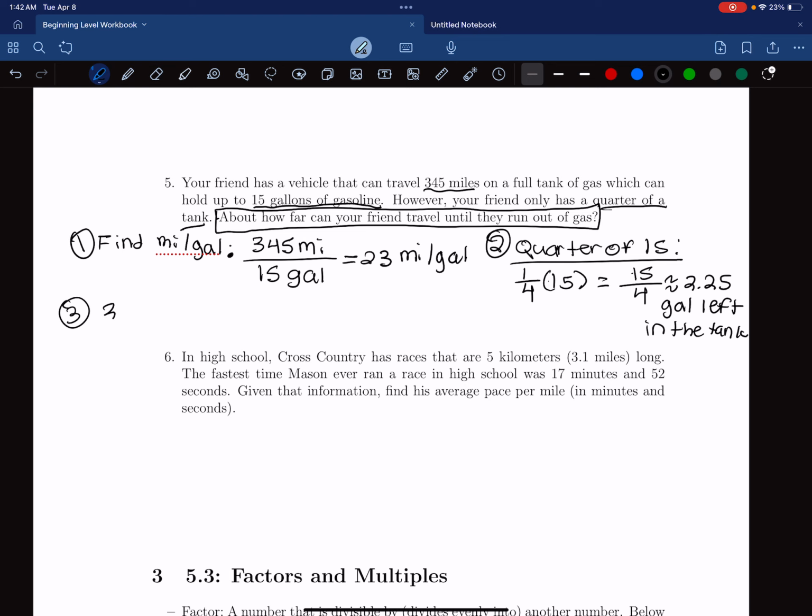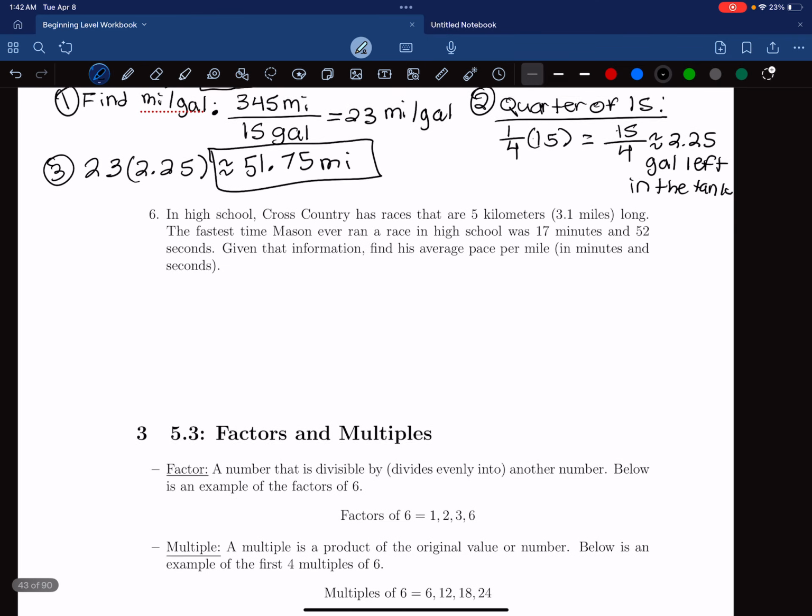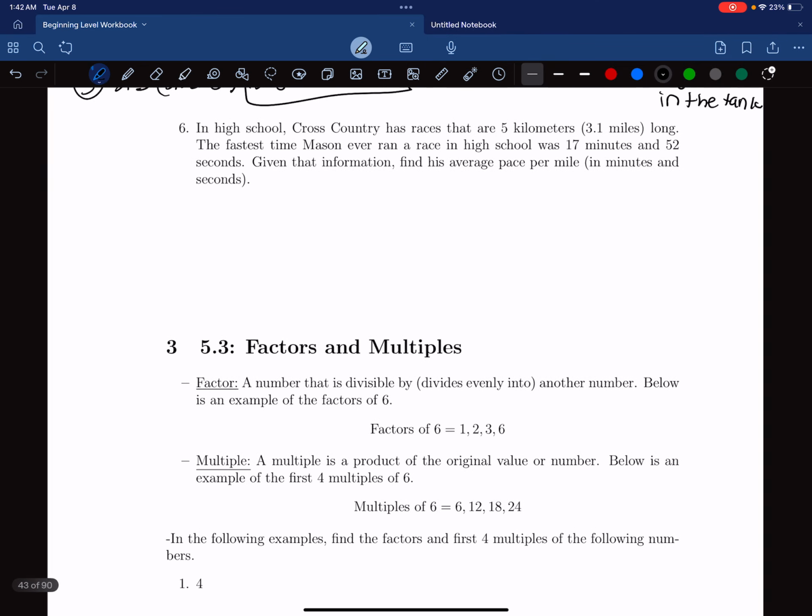So let's do that. 23 multiplied by 2.25. And that is going to get you approximately 51.75 miles. So your friend can approximately travel 51.75 miles until they run out of gas with a quarter of a tank.